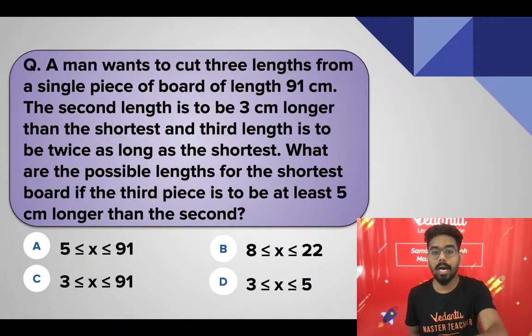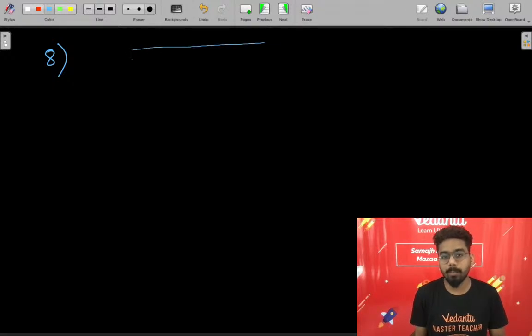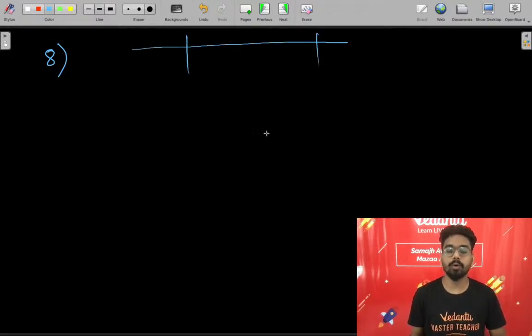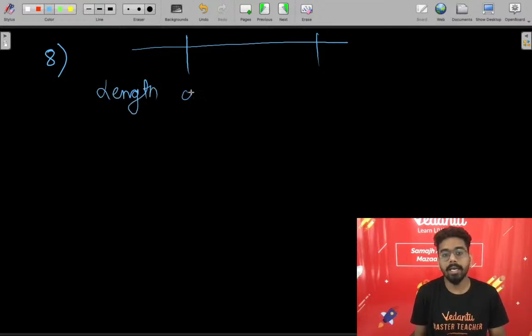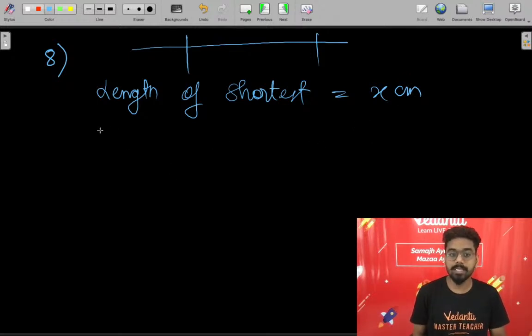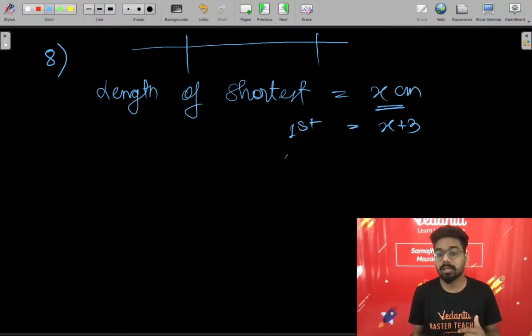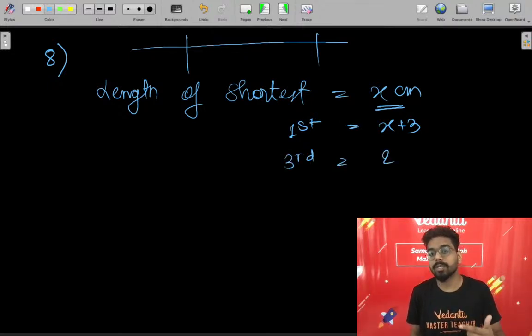Now let's see this question and learn it slowly. Question number 8 was this. What is the question? We have a board which we will break into 3 portions. Let's suppose the length of the shortest piece is x centimeter. One of the pieces is x plus 3 centimeter, 3 centimeter longer, and the third piece is twice the shortest.